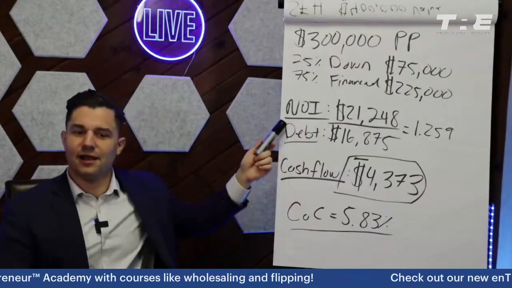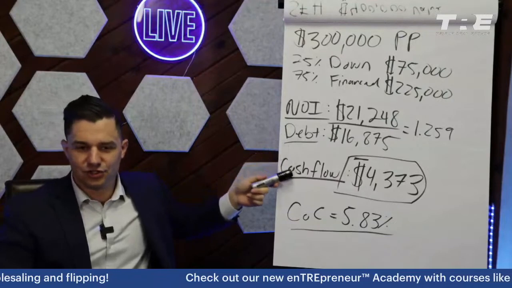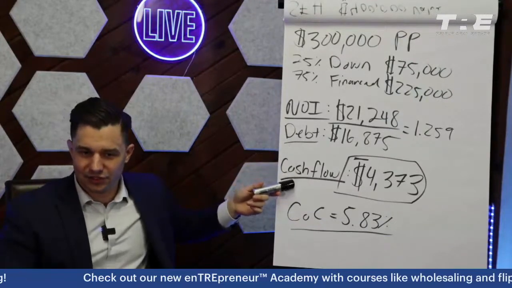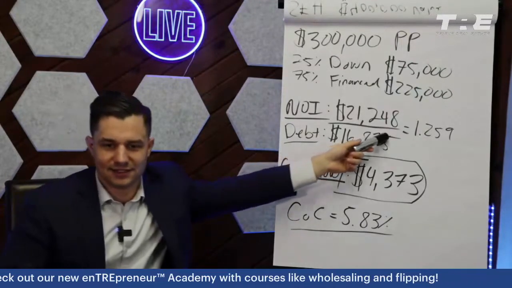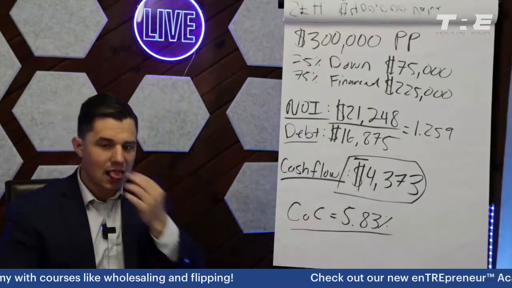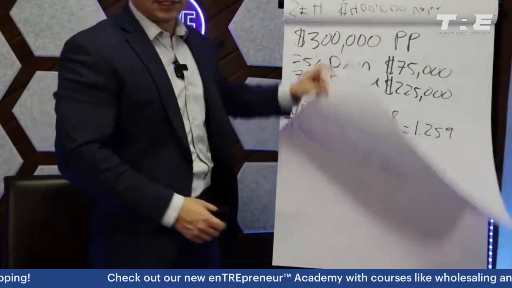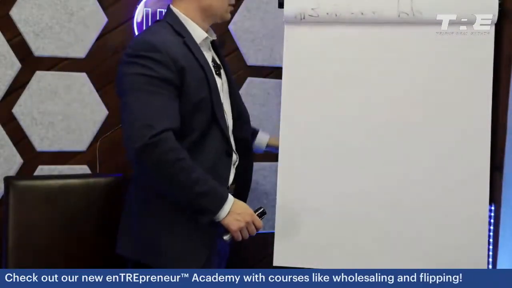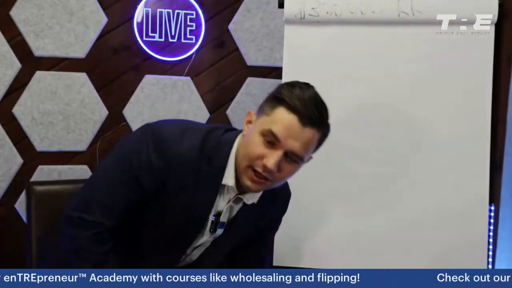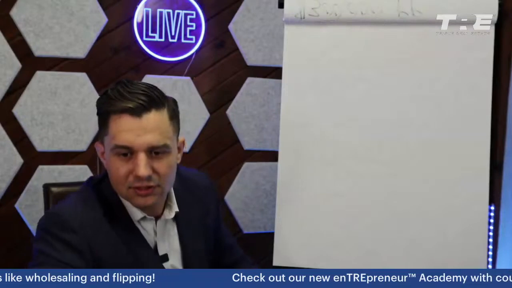Did y'all write all this down? Did you write down what NOI is? Did you write down how to calculate your debt? Did you write down how to calculate your cash flow? Did you write down how to get this DSCR right here? All right, moving on. Let's look at this. So that is how you analyze all property. All right, we got a question.